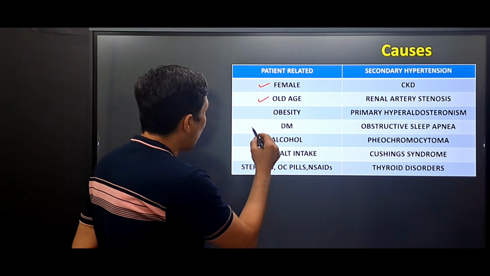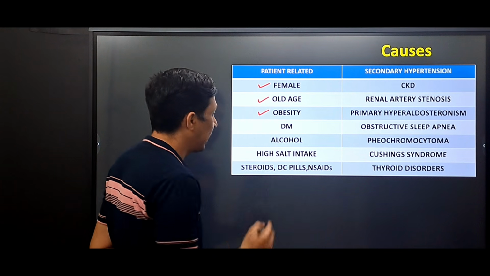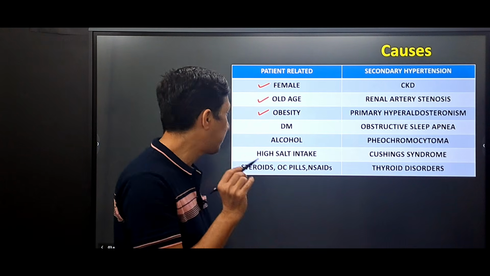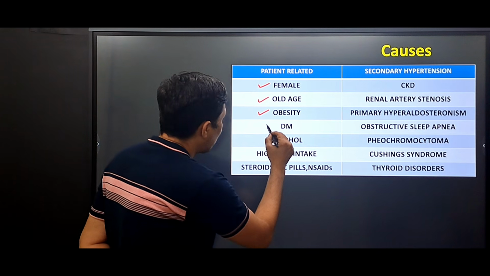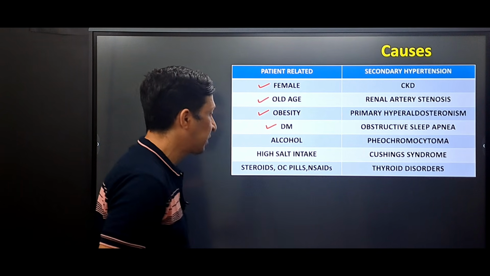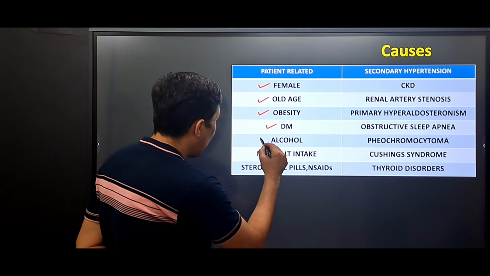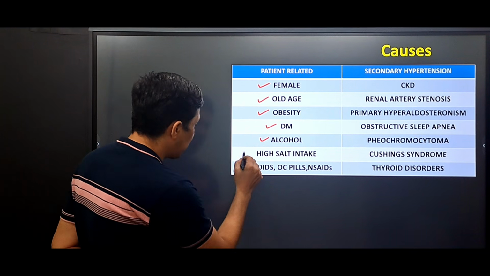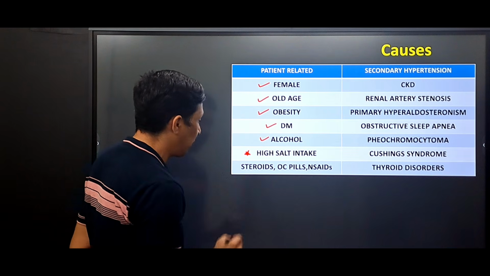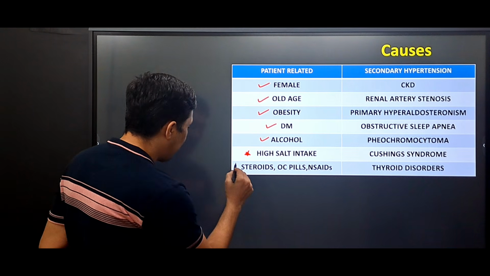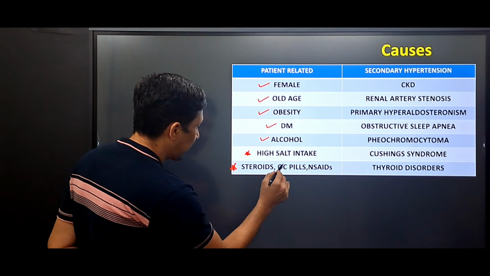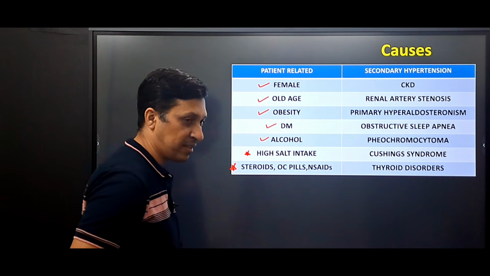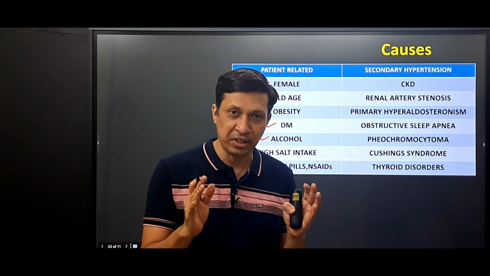It is also more common in patients with obesity. Remember, our patient was an obese patient. And also it is more associated with patients of diabetes mellitus, alcohol, and these are the two important causes. First is high salt intake can lead to resistant hypertension, and there are certain drugs like steroids, OC pills, and NSAIDs. They can lead to resistant hypertension.